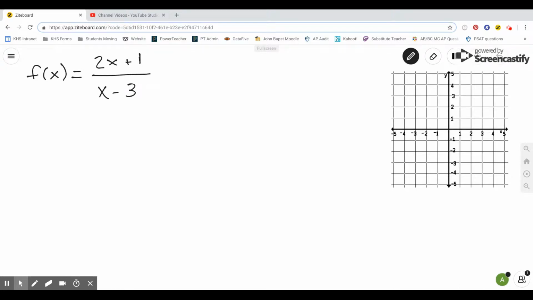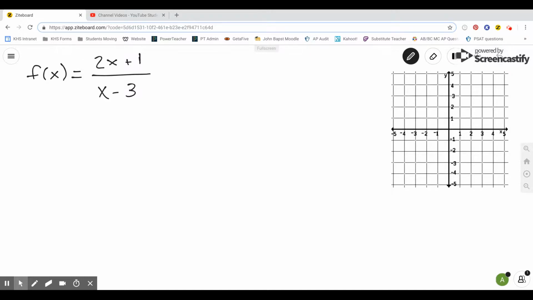So we are going to graph this function, f of x equals (2x plus 1) over (x minus 3). And we're going to walk through each step. Depending on how complicated your function is, there could be 6 or more steps. But we're going to cover the basics and see if we need to add any more information or add any more steps to figure out what this graph looks like.